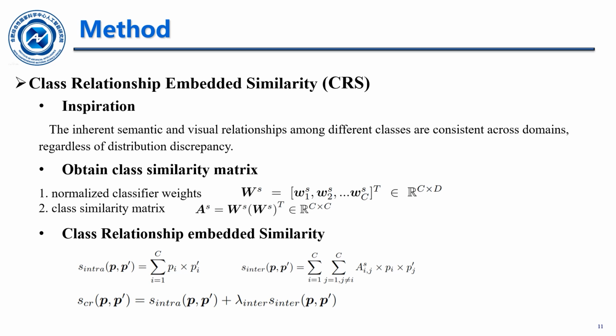Our proposed class relationship embedded similarity is based on output probabilities, and contains two terms. The first one is the traditional intraclass term, which is the sum of products of the same class probability. The second term is a new interclass term. It is the sum of the products of all different classes and is further weighted by the class relationship matrix. Using the first term alone cannot represent the true similarity in feature space, since matrix A shows the relative location of prototypes in feature space. Introducing the interclass term can accurately express the relationship between two samples.